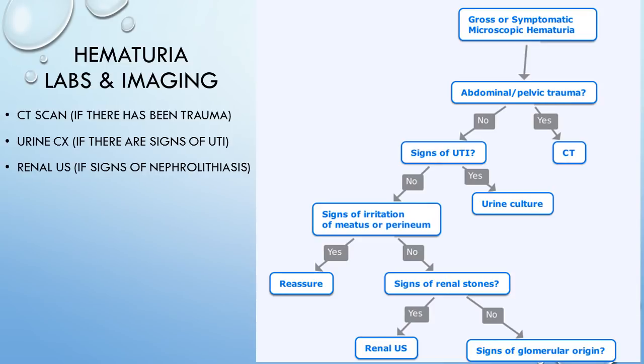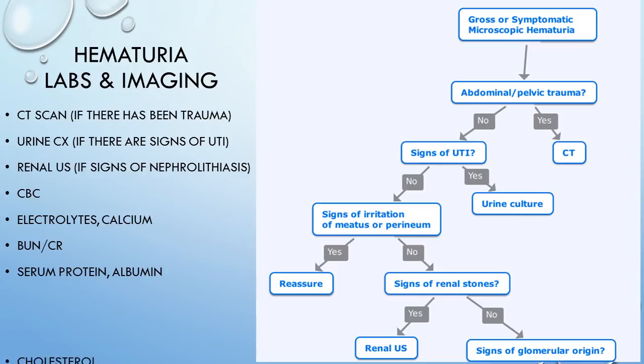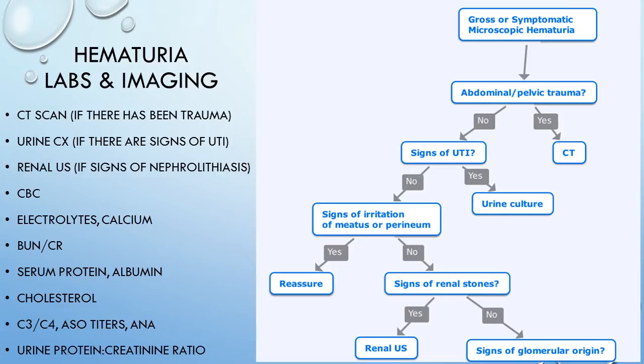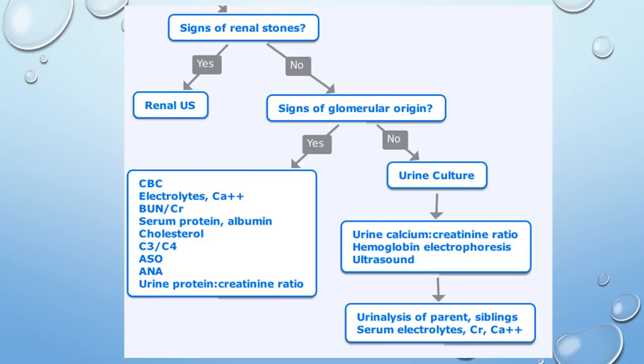Depending on what else is going on, we may get some blood work, including CBC, electrolytes and calcium levels, BUN, creatinine. We may look at their serum protein and albumin, their cholesterol levels, C3 and C4, ASO titers, and ANA levels, and then that urine protein to creatinine ratio. Here's the second portion of that algorithm, so you can see at what point we decide to do further imaging and workup and what that is.